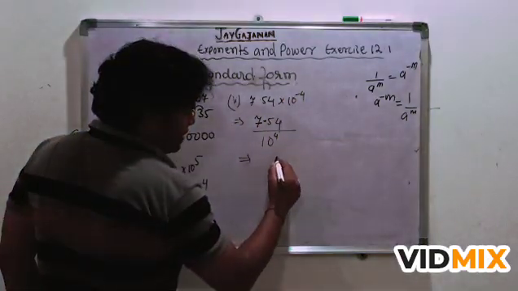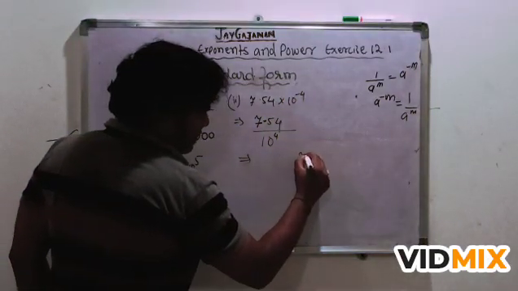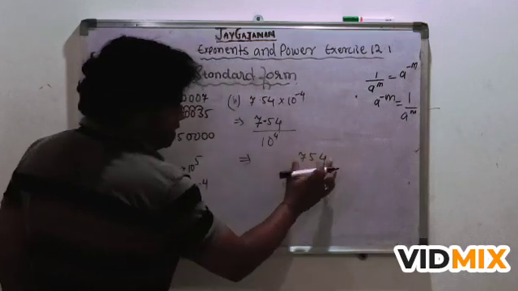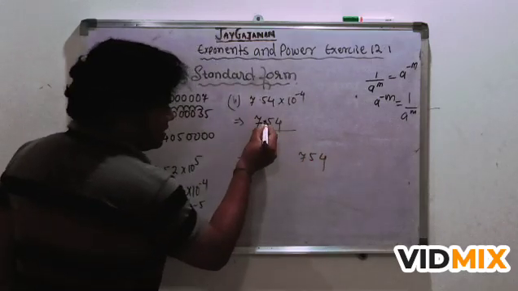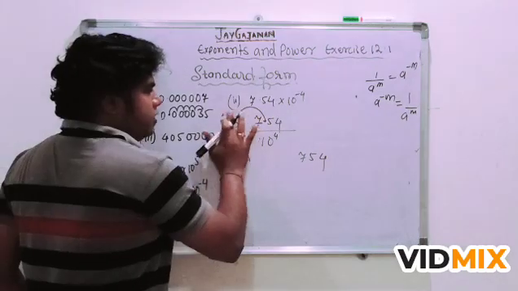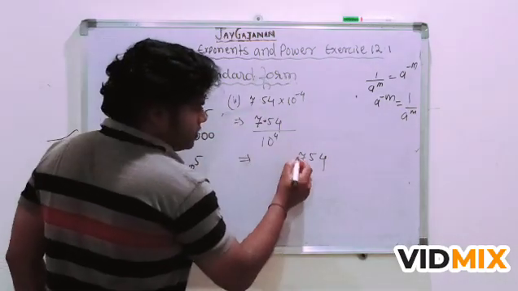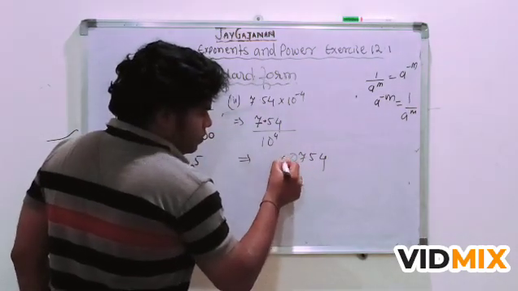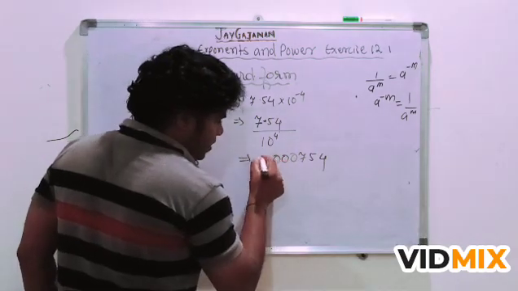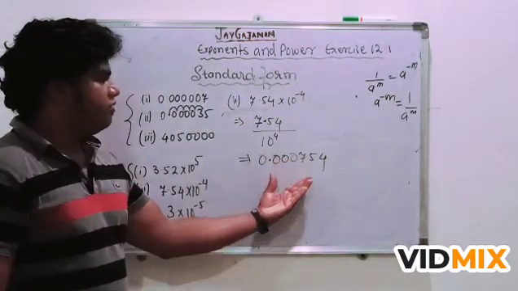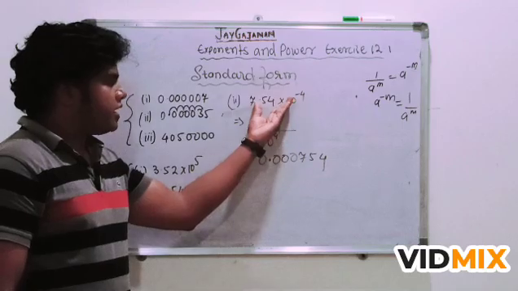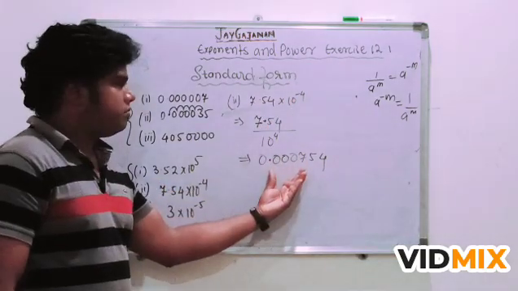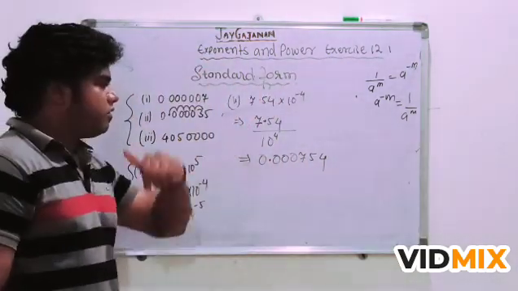So this can be written as 754. Correct? We don't count that, because we are shifting after the decimal like this. Correct? So if you are shifting like this, then 4 digits should be there. 1 2 3 4 decimal. So this will be your final answer. Standard form to usual form. Correct? And usual form to standard form we have seen.